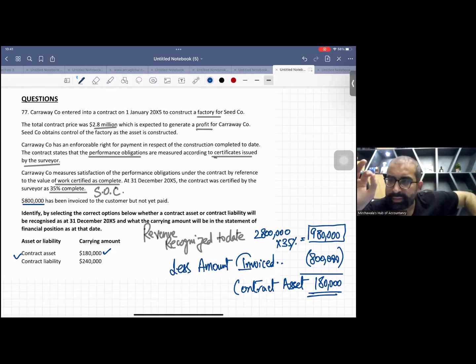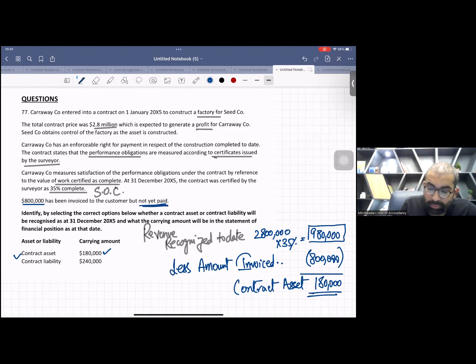One more thing, just an extra thing. If they ask you for retention receivable, the complete 800,000 is your retention receivable, because what is written here? 800,000 has been invoiced to the customer but not yet paid. What does it mean? It means the complete 800,000 is not yet paid, so it is your retention receivable as well. But they are not asking, so just keep quiet and enjoy your life. That's it.